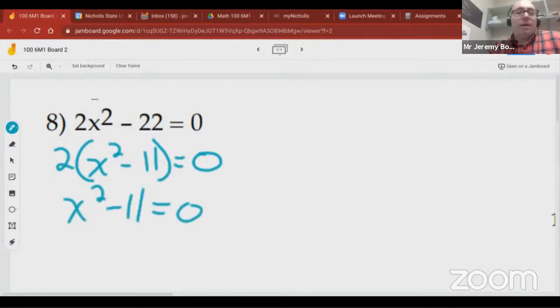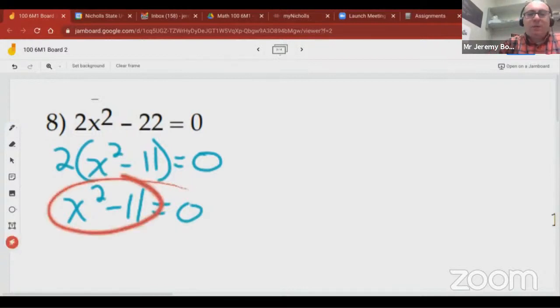Now I'm looking at, can I factor this x squared minus 11? It looks like it should be the difference of 2 squares, but it's not. 11 is not some number squared, so I can't do that. Part of me thinks that maybe this problem was a typo. But I didn't write it, it was on a worksheet. So what can we do from here?